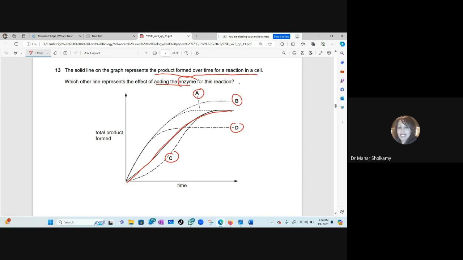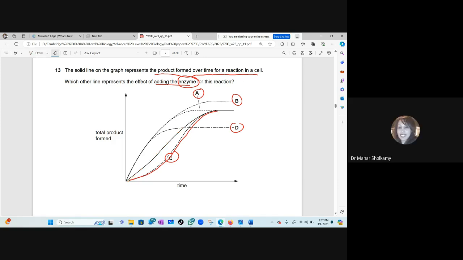Now, when we add an enzyme, what does the enzyme do? Make the reaction faster or slower? Faster. But the total product formed, will it give you more product, less, or the same amount of product? Exactly. It will give you the same amount of product, but the product will be produced faster. So it will be a faster initial rate of reaction. Is C correct? Look at C. C will give you a slower initial rate of reaction and then the same product. Is C right? No.